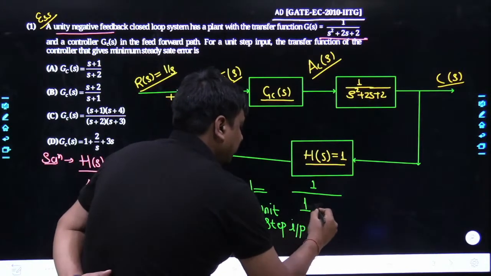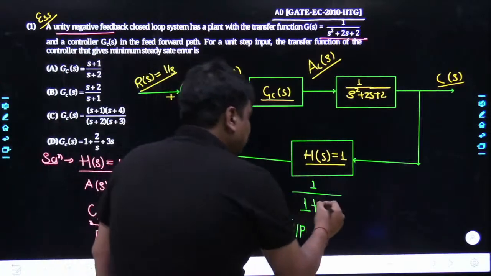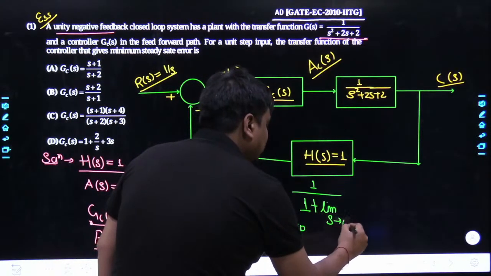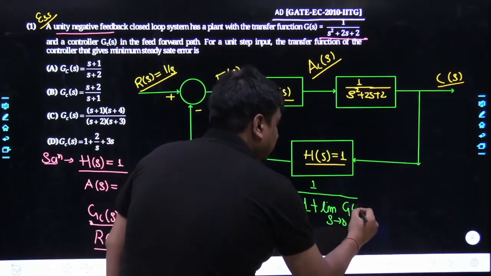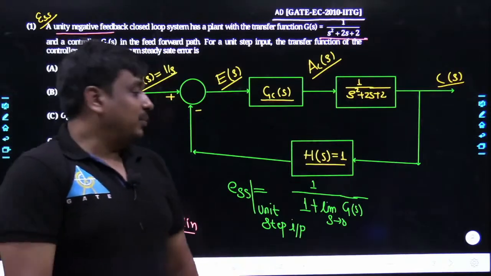The result used to be 1 divided by 1 plus Kp. May I know what used to be the Kp? The Kp used to be the limit S tends to 0 of G total into H of S, where H of S is simply equal to 1.